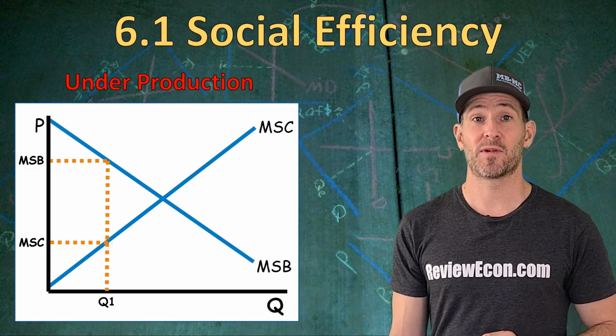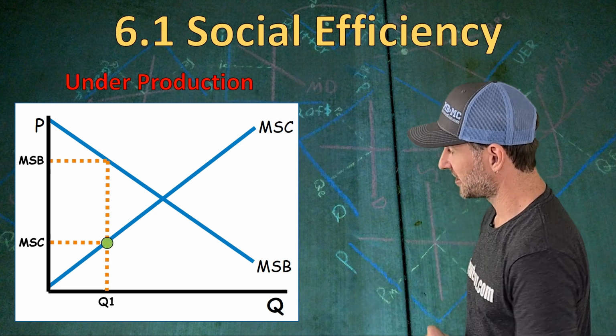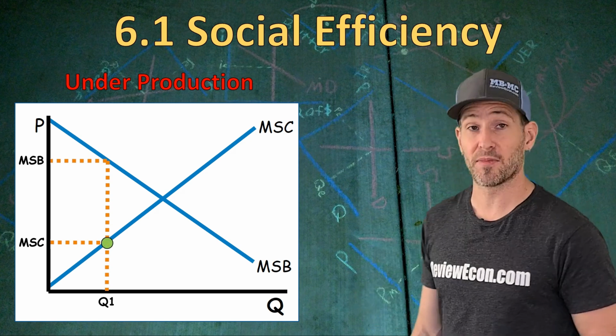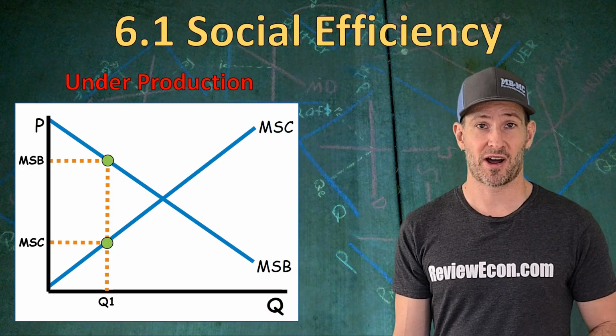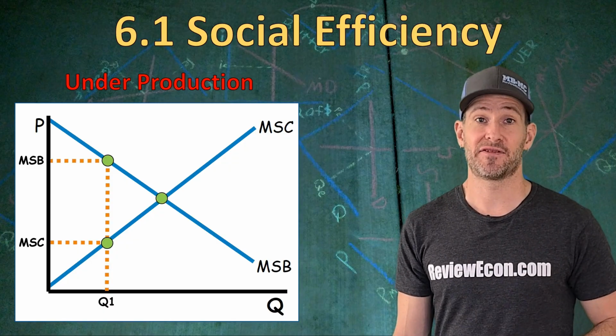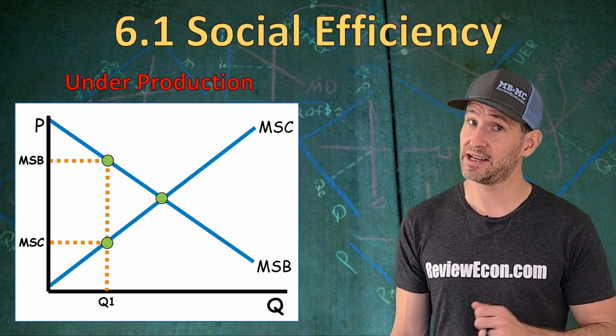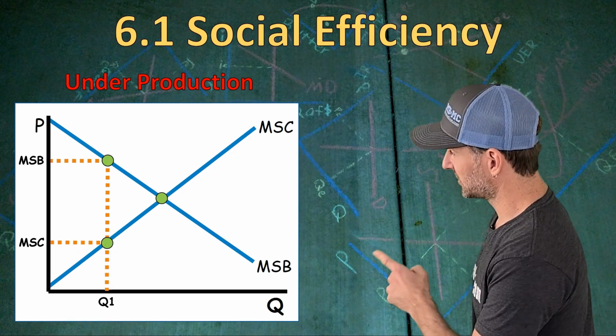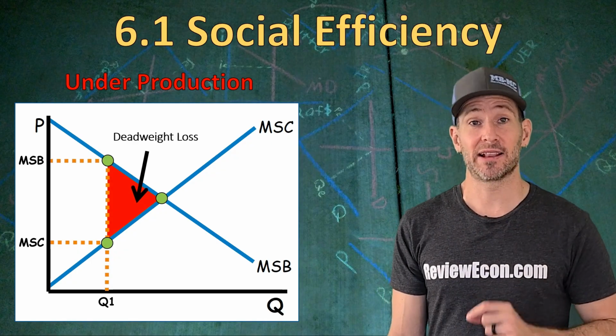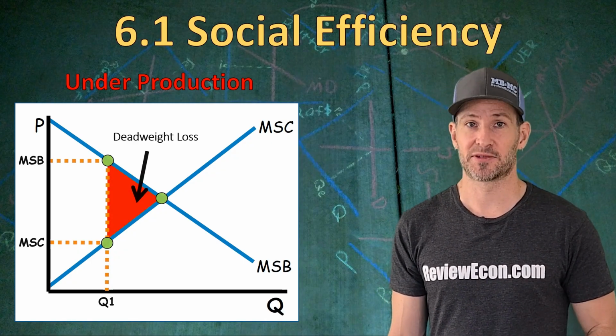We can find that deadweight loss by finding the marginal social cost of that quantity and going up till we hit the marginal social benefit of that quantity, and then finding the allocatively efficient point where marginal social benefit equals marginal social cost. That gives us a triangle right there of deadweight loss from underproducing this product.